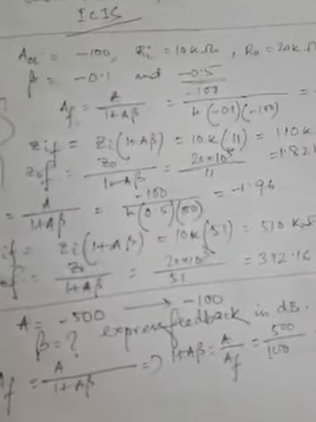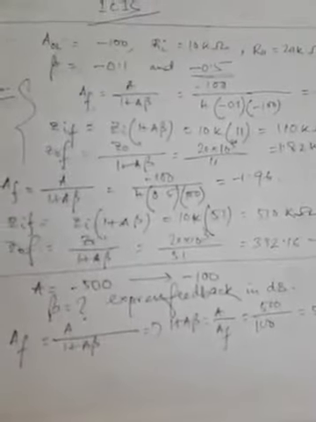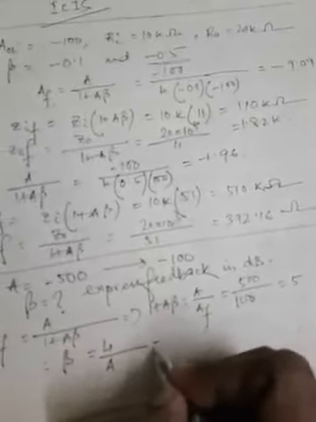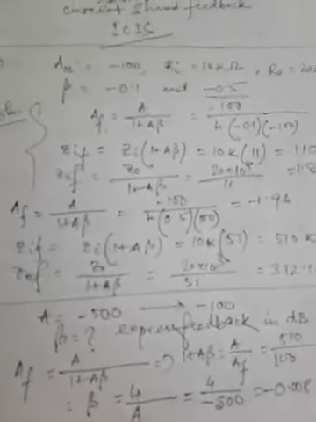The minus sign is obliterated, and therefore beta is given by 5 minus 1, 4, so 4 divided by A, and this is 4 divided by minus 500, because A is minus 500, which is minus 0.008.